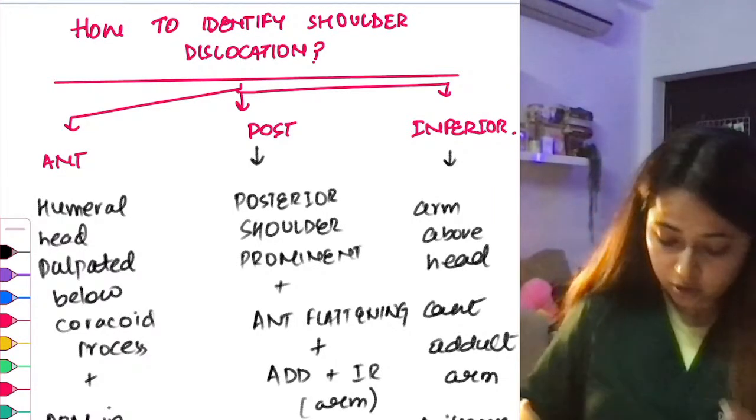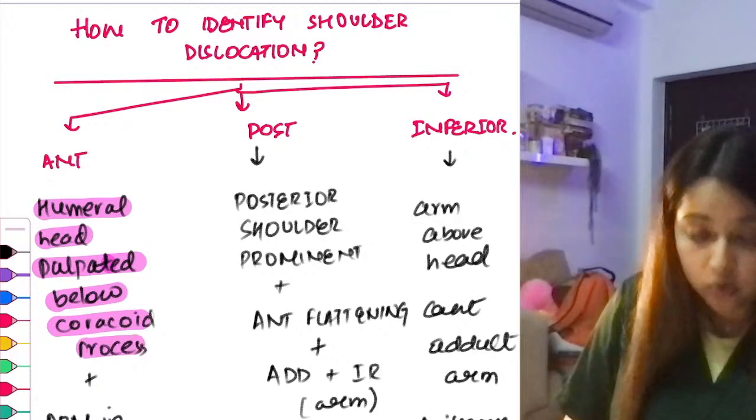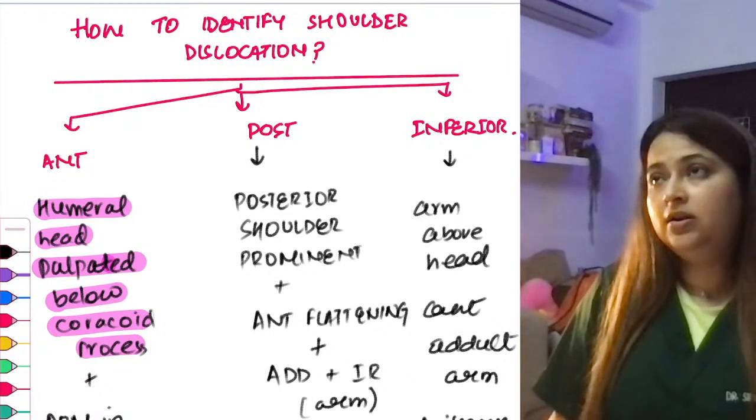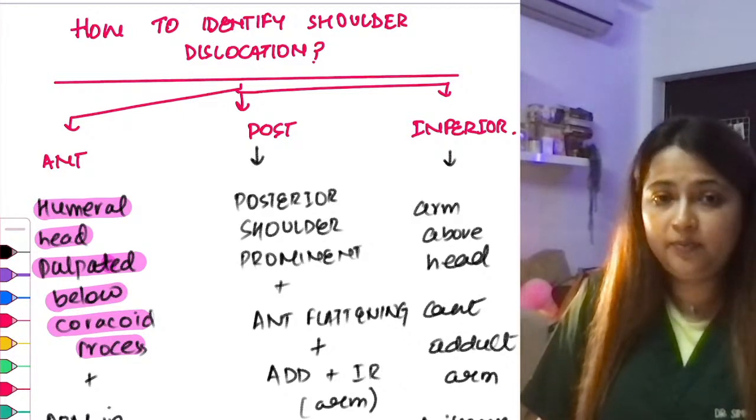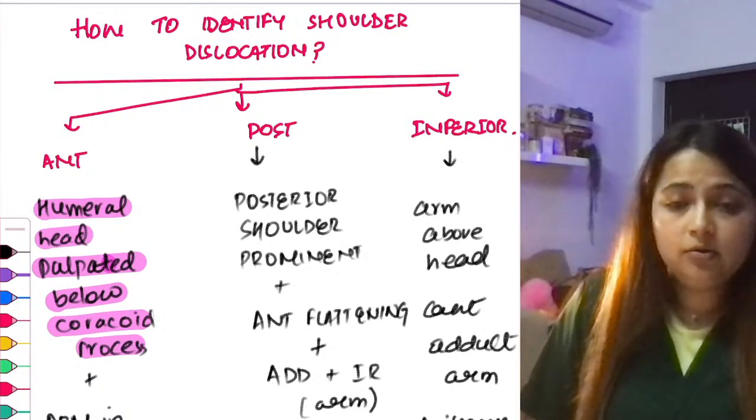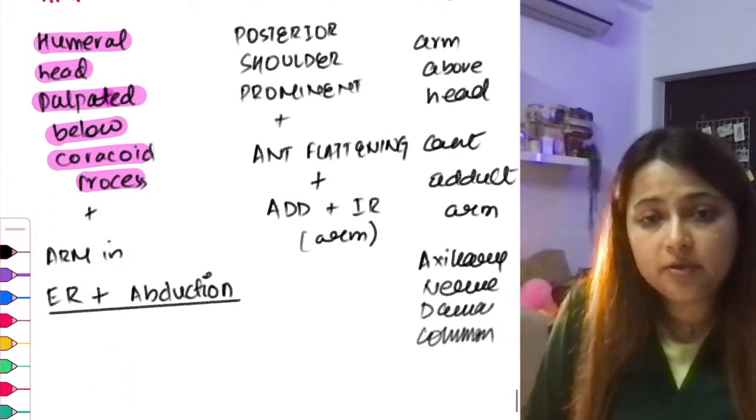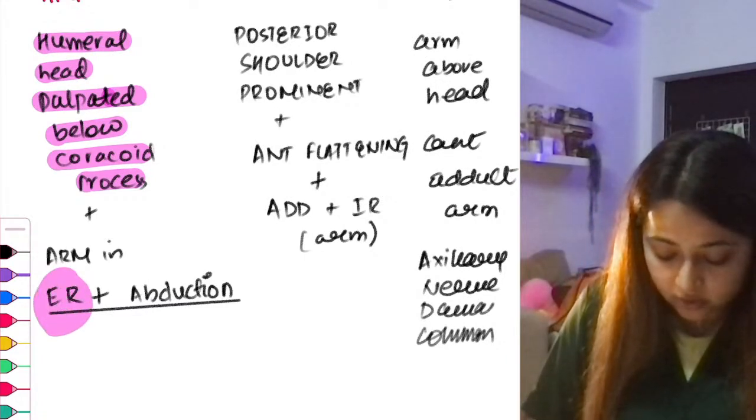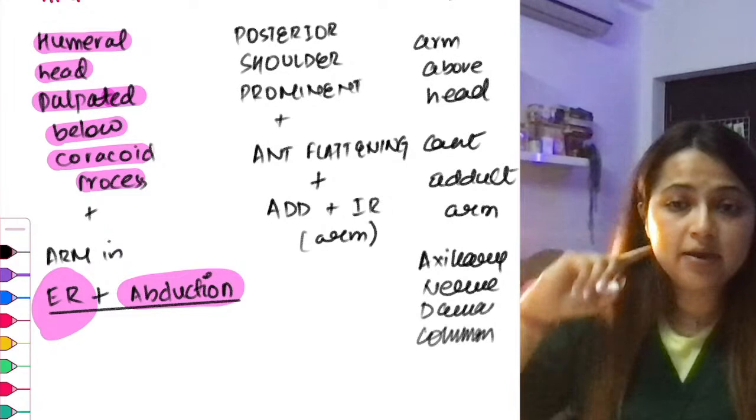Number one, when you talk about the anterior dislocation of the shoulder, the humeral head will be palpated below the coracoid process. Supposing in the question, INI CTs are more clinically oriented and they give you the clinical histories in detail. They are more practically oriented exams. So the humeral head palpated below the coracoid process would be the examination finding. And what would be the posture of the patient when he comes to the emergency room? The arm will be in external rotation and abduction.